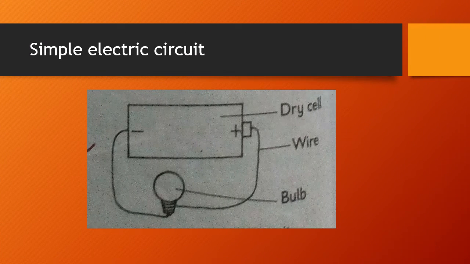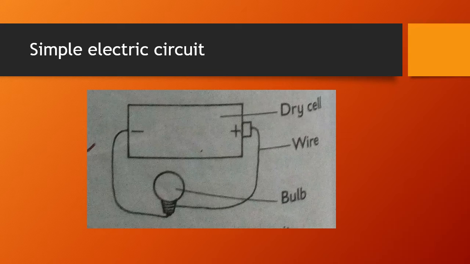Symbol electric circuit. If you look there, we have a dry cell. We have a positive terminal where we have a plus, a negative terminal where we have a minus. We have a wire and we have a bulb. You tie the wire to the bulb, that is positive, and the negative below the bulb will produce light.